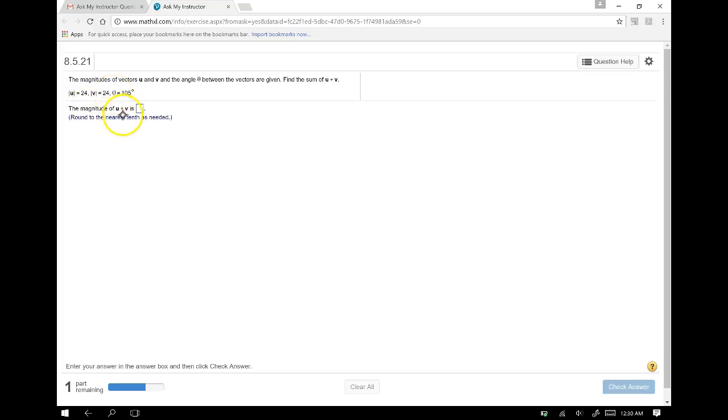And it wants us to find u plus v, and it's going to want us to answer it in two parts. First, it wants the magnitude for u plus v, and then it's going to want the angle of u plus v. Since it only gave us one angle, we're going to assume the angle for u is 0, and the angle for v is 105. So both their magnitudes are 24, and the theta is 105.